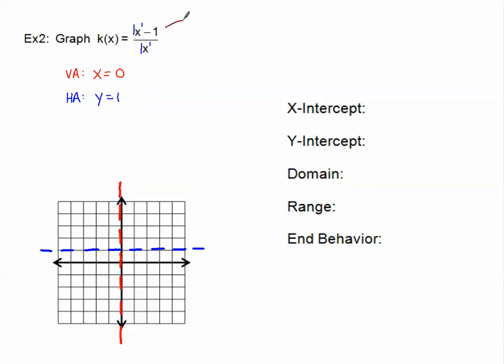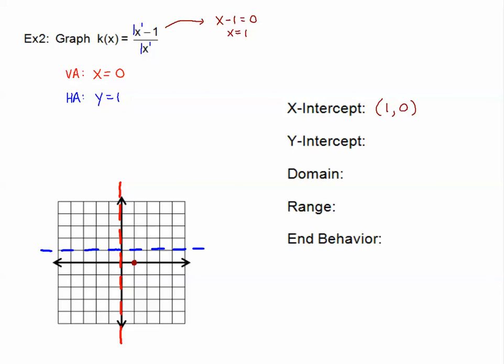Okay. Next, let's look for our x-intercept. Our x-intercept comes from the numerator. We set the numerator equal to 0. This time we do have an equation that we can solve, and it's x equals 1. So it looks like we do have an x-intercept. I'll put it as an ordered pair, (1, 0). And let's plot that, (1, 0). That'll help us with our curve.